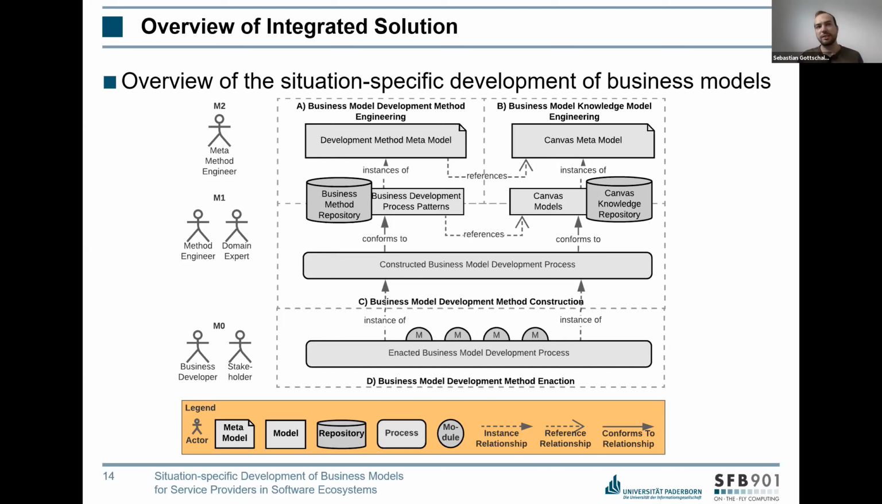Then next, the business developer comes to the method engineer and tells him, hey, I have the following problem and I'm in the current situation, can you help me? And the method engineer takes the situation into consideration, and out of both repositories, he basically constructs this business model development process. And at the end, this business model development process is enacted by the business developer. And in this process, he can collaborate with other stakeholders. And now I want to go a little bit into this in action, how that looks.